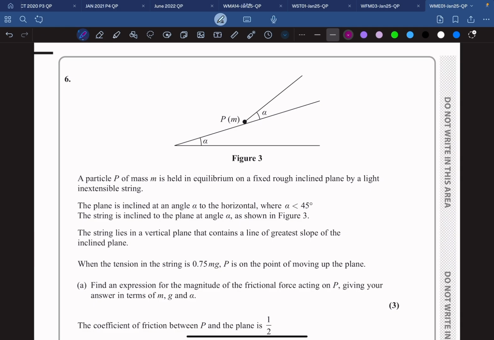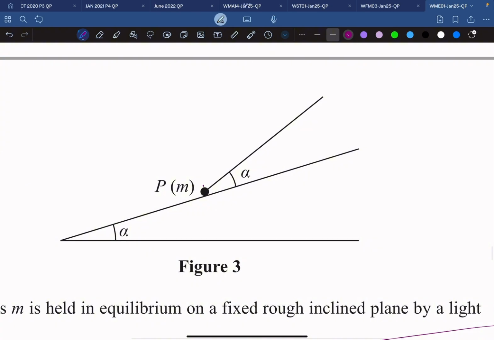Okay, we have this slant right here, a rough inclined plane. Okay, this is a rough plane. So what am I going to do? I'm going to show the reaction force exerted on P.